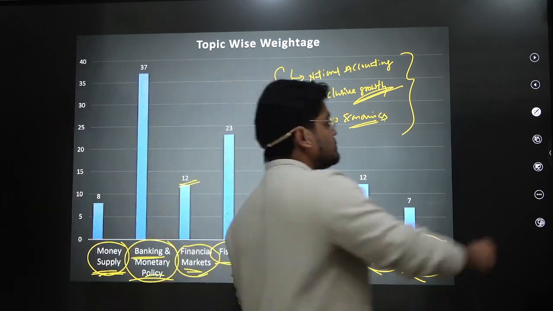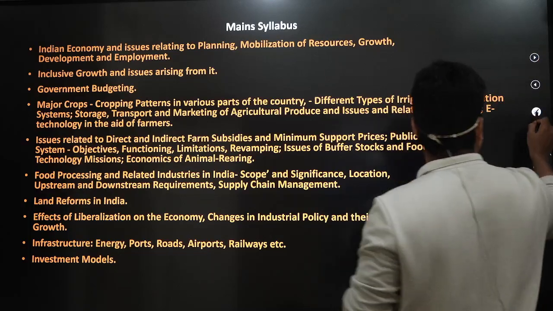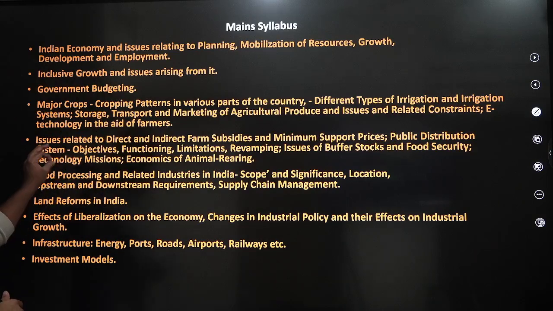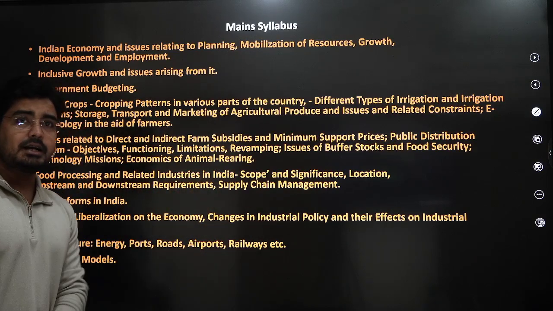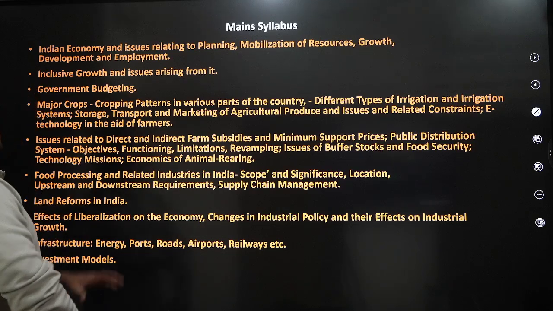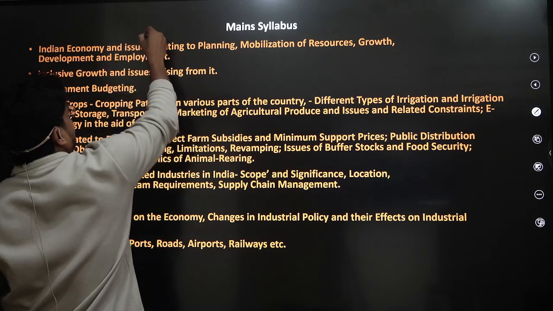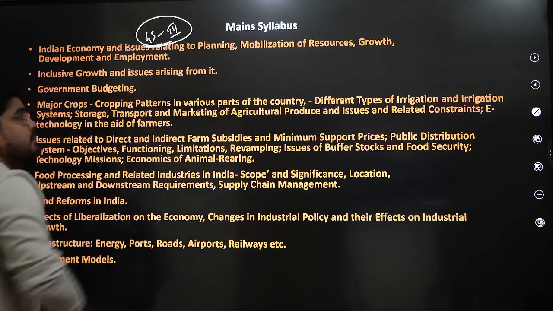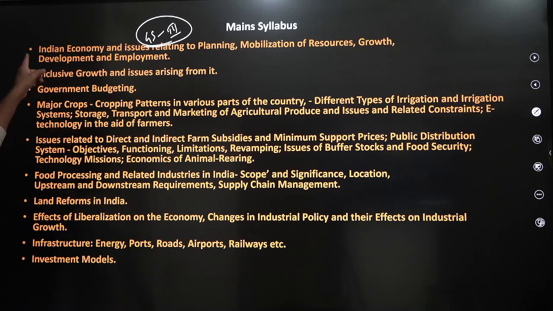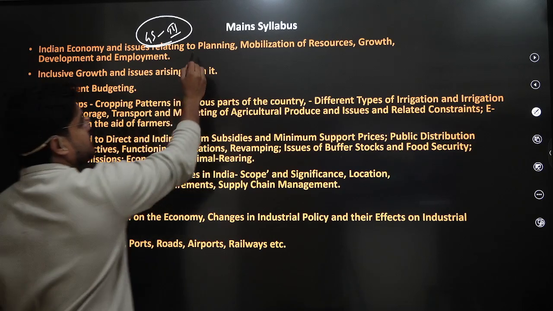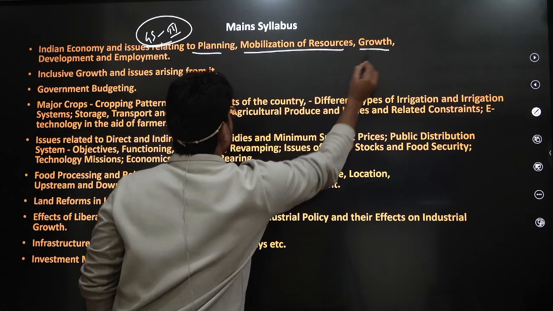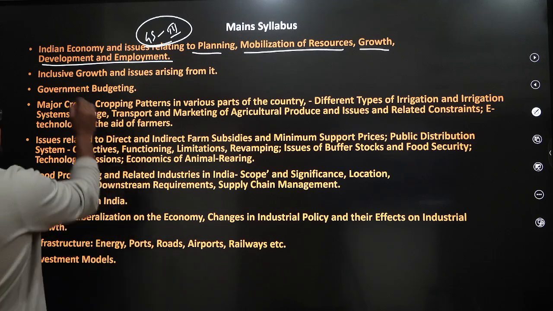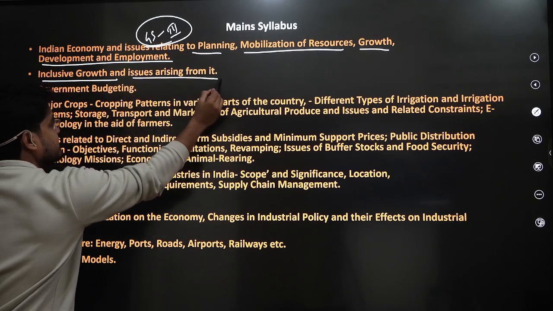Now let me explain the main syllabus. Let me showcase the main syllabus, which was mentioned in the notification in pretty good detail. This is the syllabus of Economy from GS paper 3 in mains. Indian economy and issues related to planning, mobilization of resources, growth, development and employment. Inclusive growth and issues arising from it.